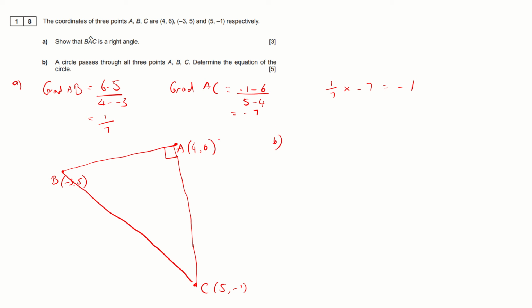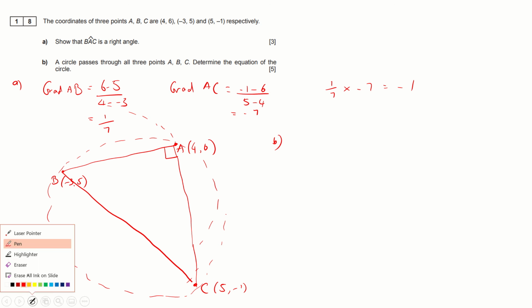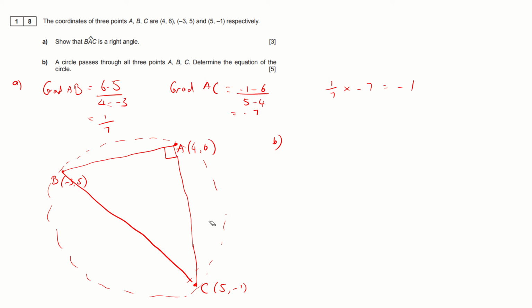Part B. A circle passes through all points. Let's try and draw that in some way. So a circle, I guess, might look... No, sorry. Let's go for something a bit more like that. And let's erase this bit over here. So there's my circle. Let's erase that bit as well. There's my circle.